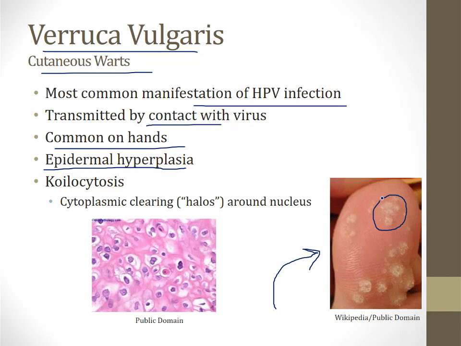If you biopsy one of these lesions, the classic finding, and the one you should know about for your boards, is koilocytosis. This means there is clearing of the cytoplasm or halos around the nucleus of the cell. So if you look at this picture on the screen here, we've got a nucleus here and all this white clearing around it. That is a classic feature indicating infection with the human papillomavirus.